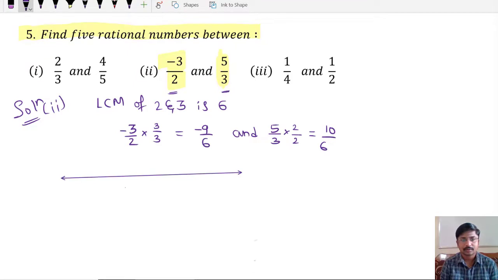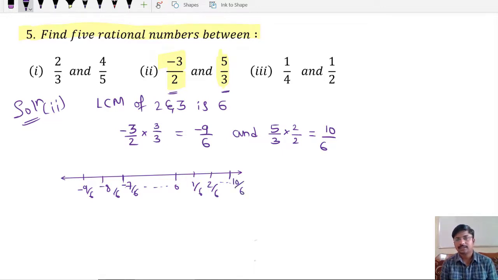See here, minus 9 by 6, minus 8 by 6, minus 7 by 6, and so on. 0, 1 by 6, 2 by 6, and so on up to 10 by 6 it is there.